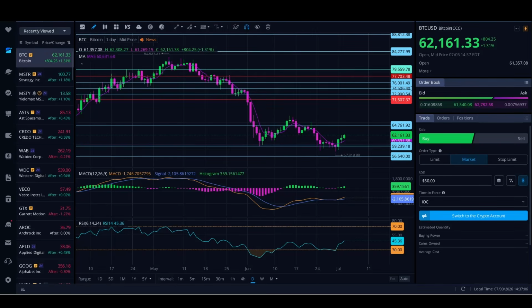So with Bitcoin oscillating between 59K and 64K, we're going to see how that is affecting MSTY by taking a look at MSTR. And then I also want to take a look at ASTS and CRDO, as I did sell a put on each one of those.